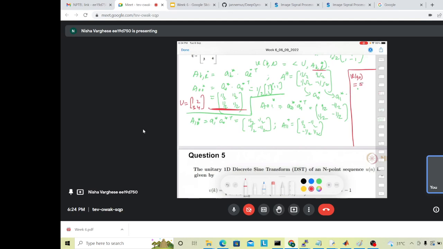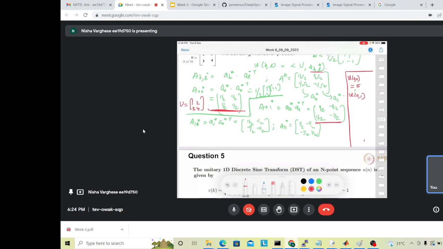Then V01. V01 you have this one. Just multiply that with U. So you'll get V01 as minus 1. Then V10 you have to take this one. This thing is minus 2. V11 is 0. So you'll get V as 5, minus 1, minus 2, 0. So this is your output transformation matrix V.